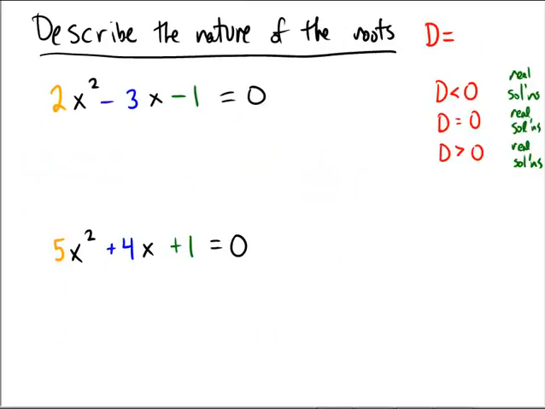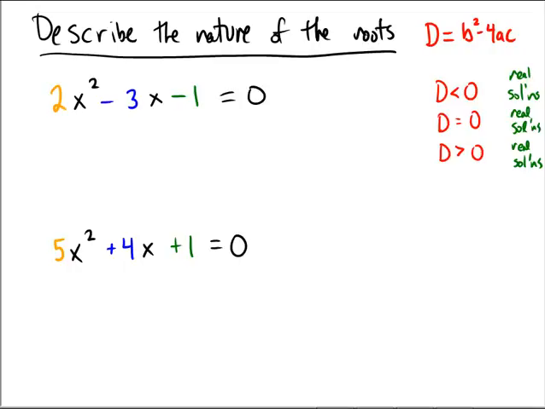Describe the nature of these quadratic equations by analyzing what's called the discriminant. Now the discriminant is going to be equal to b squared minus 4ac. If you're familiar with the quadratic formula, this is the junk that's under the square root. The stuff that's under the square root tells you, since you're taking its square root, whether you have any solutions, whether you have one solution, or whether you have no solutions.